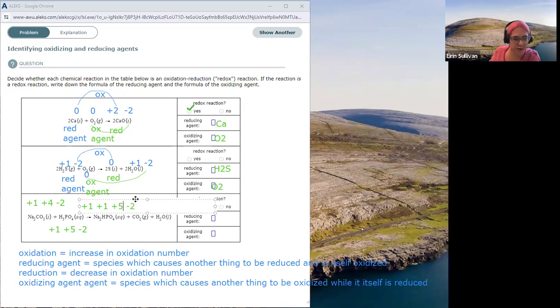So there's going to be no change in oxidation numbers for any of this, I think. So carbon +4, +4. Yep. Hydrogen +1, +1. So no change in oxidation number. That is not a redox reaction.